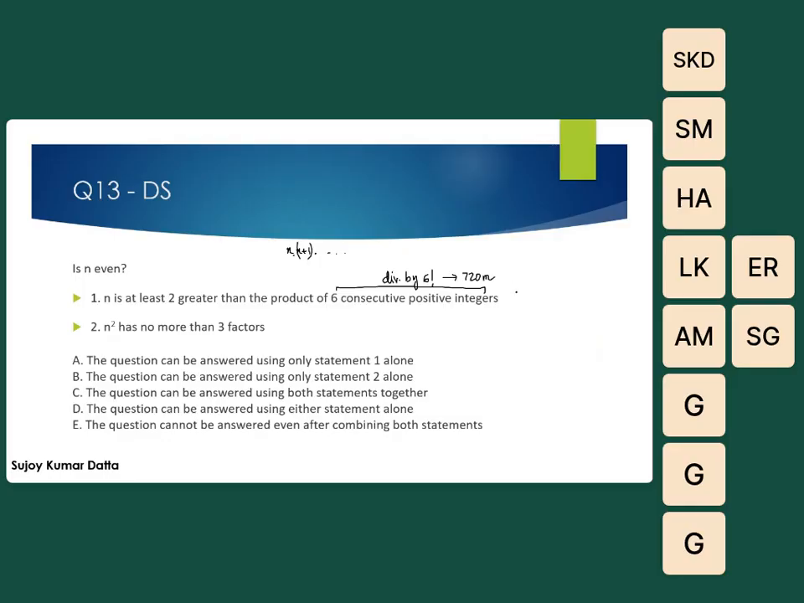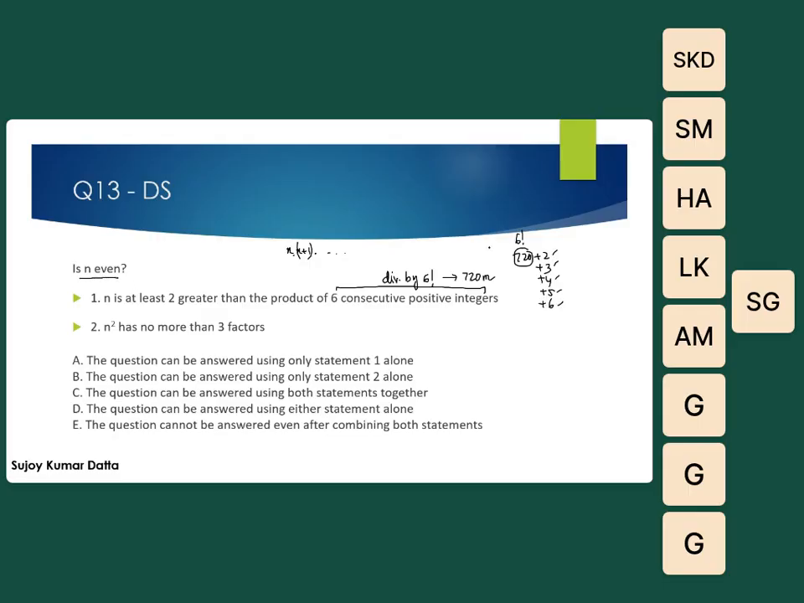And n is at least 2 more than this. So 720 plus 2, or plus 3, or plus 4, plus 5, plus 6. As long as this is divisible by 6 factorial, and you are adding 2, 3, 4, 5, 6, which are factors of 6 factorial, the result will always remain divisible by either 2, 3, 4, 5, or 6. But anyway, coming to the other question, they're saying, is this even?